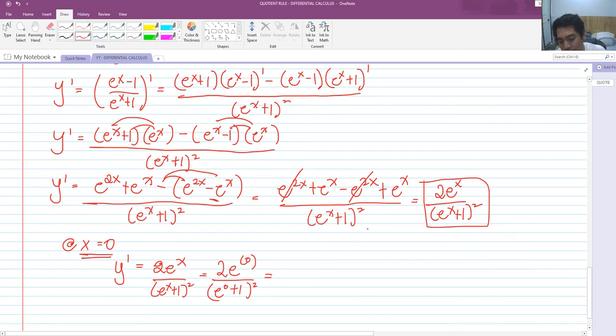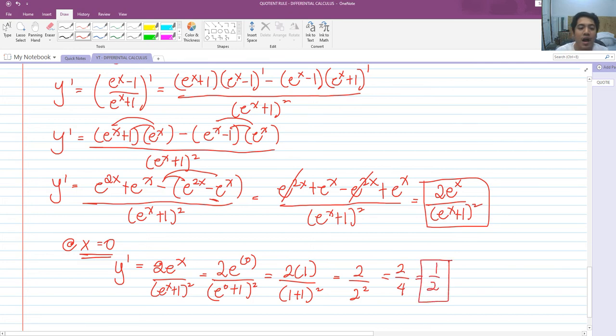Any number raised to 0 would be 1. So we have 2 times 1 all over e raised to 0, which is 1, plus 1 squared. That would be 2 times 1 is 2. 1 plus 1 is 2, then squared. Okay, 2 squared would become 4. So that would be 2 all over 4, or 1 half. That would be our answer for this specific given problem.